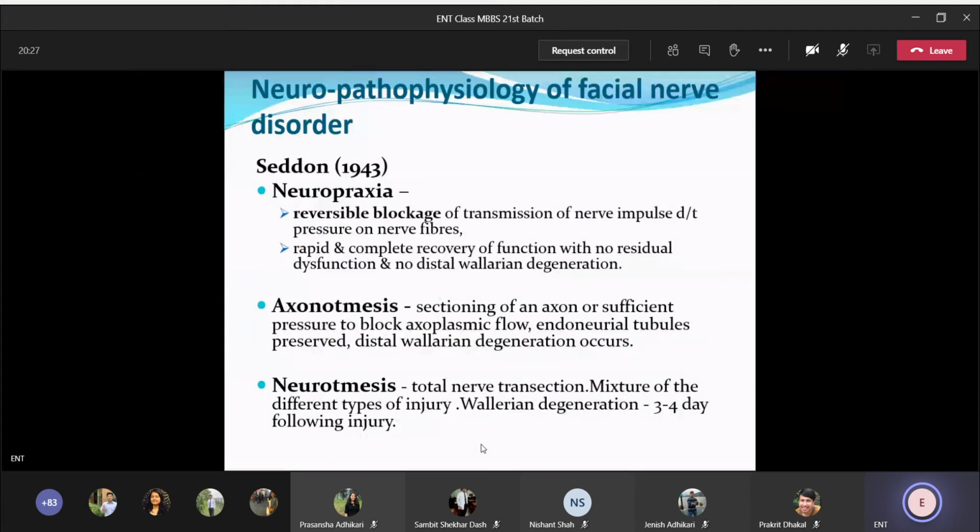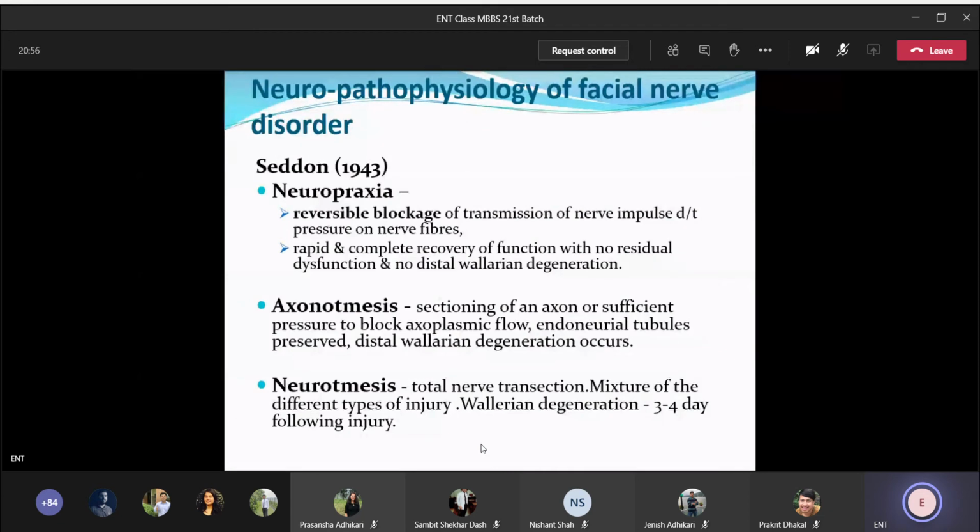And it is a rapid and complete recovery of the function with no residual dysfunction or distal Wallerian degeneration. So there is no Wallerian degeneration, and once the pressure is removed, the neuron will automatically come to complete recovery. One is neurapraxia. This classification was done by Seddon in 1943. And first is the neurapraxia.